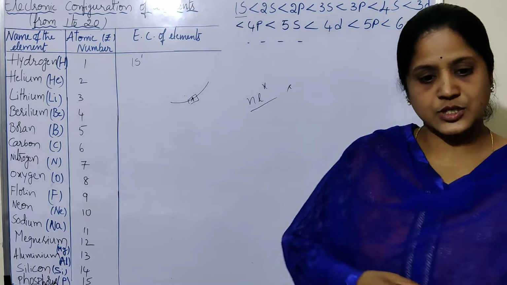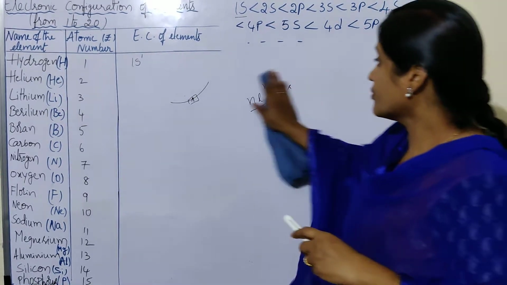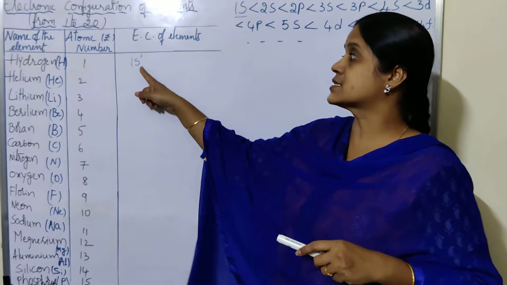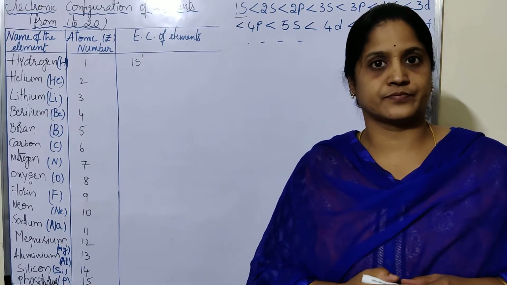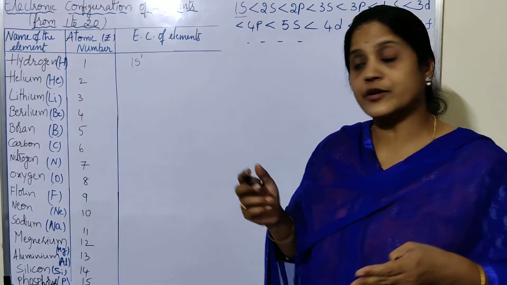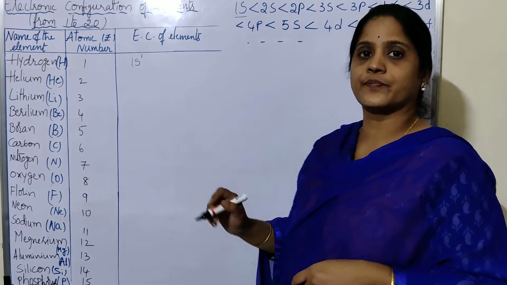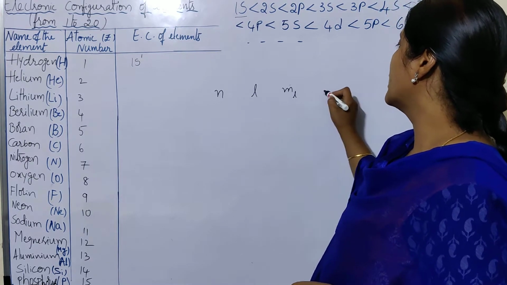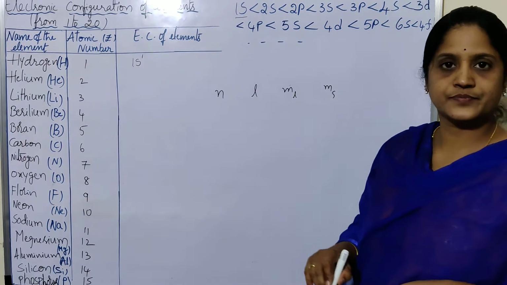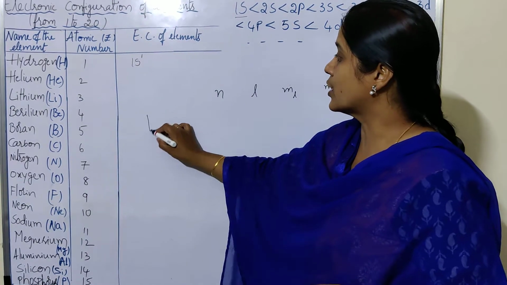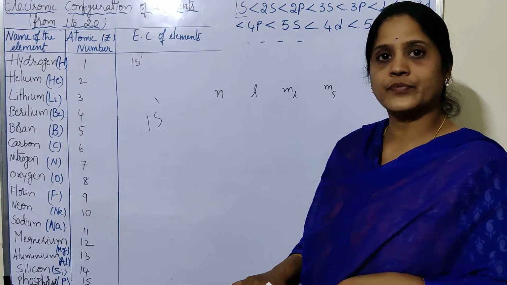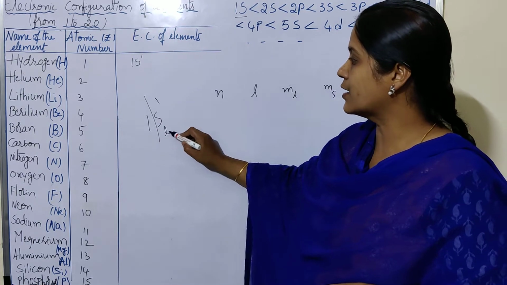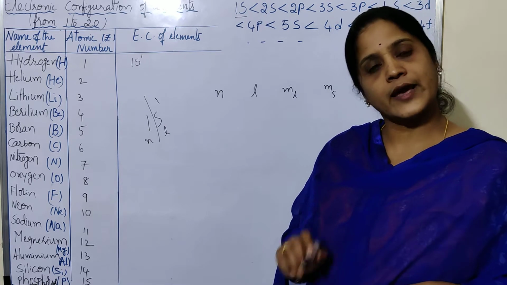Sometimes they may ask you to write the 4 quantum numbers for the hydrogen atom. The 4 quantum numbers are n, l, ml and ms. Here in 1s1, the 1 comes under the principal quantum number, the s is for l, and the superscript is for the number of electrons.